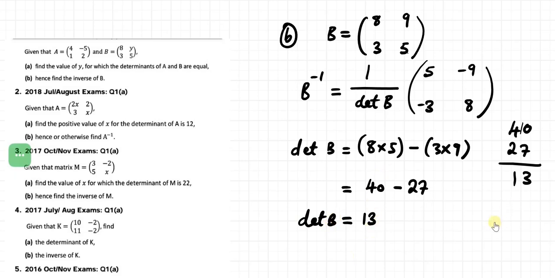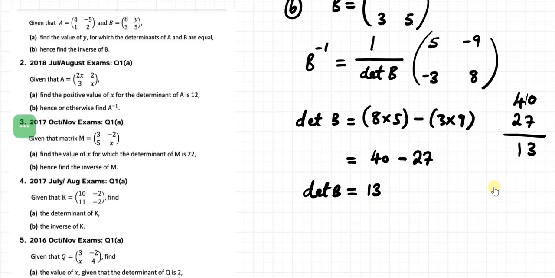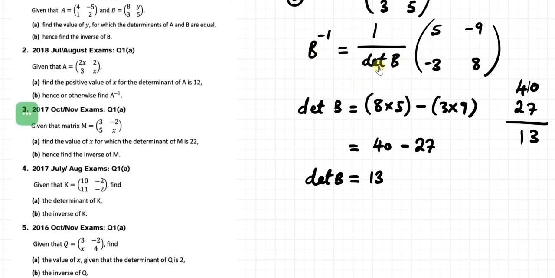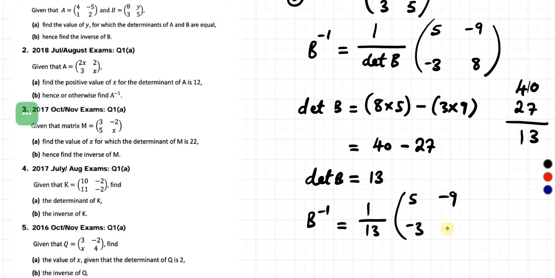So what we are going to do is substitute. We have found the determinant, which is 13. So put 13 here. So the inverse is going to be equal to 1 over 13, then open brackets, we'll maintain here 5, negative 9, then negative 3, then 8, then we'll close the brackets.